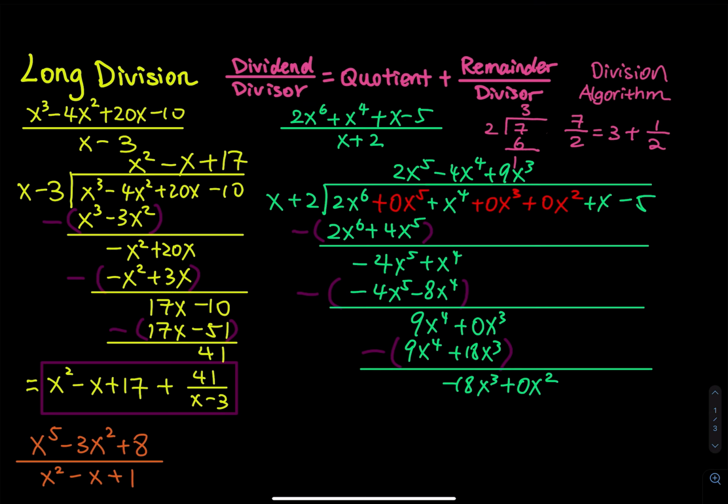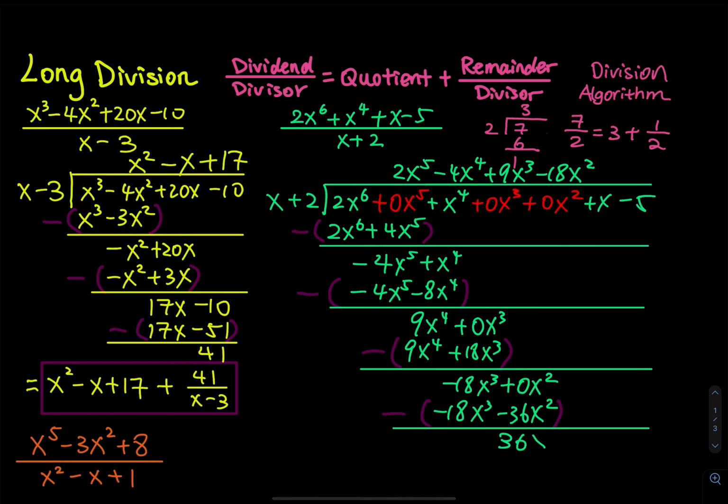So the next term must be minus 18, right? Minus 18x squared times x is minus 18x to the third. And then we have a minus 36x squared, 18 times 2. And then you subtract the whole thing. You perform a subtraction. 18 minus 18 gone. 0 plus 36. So you have a 36x squared.